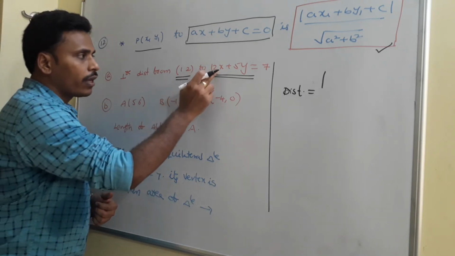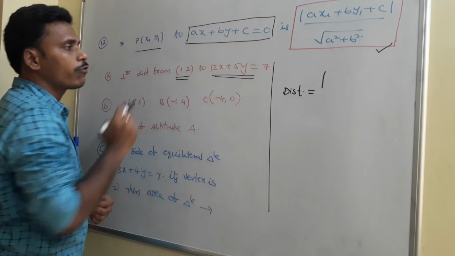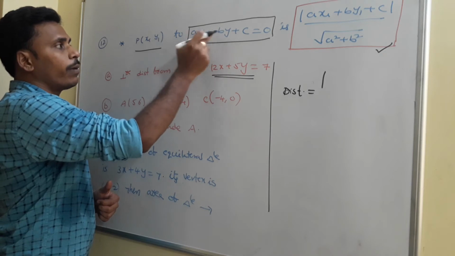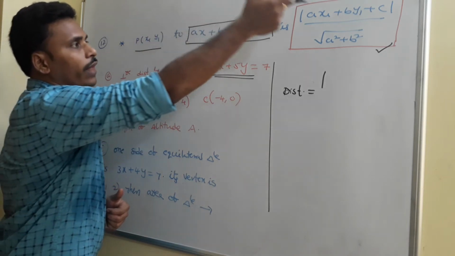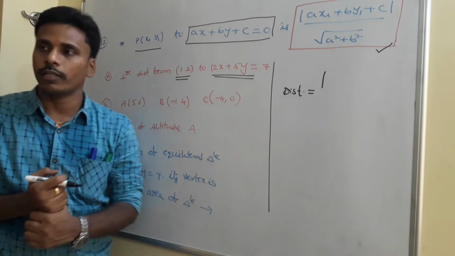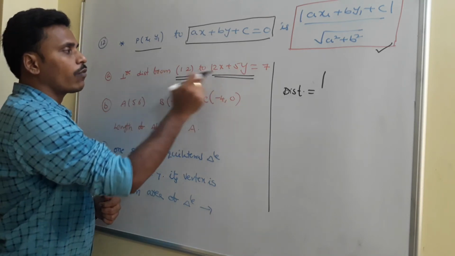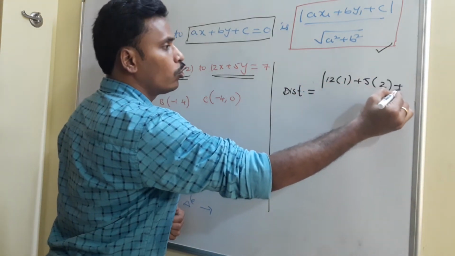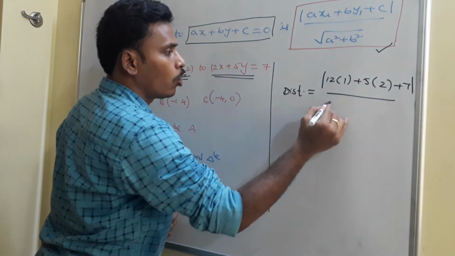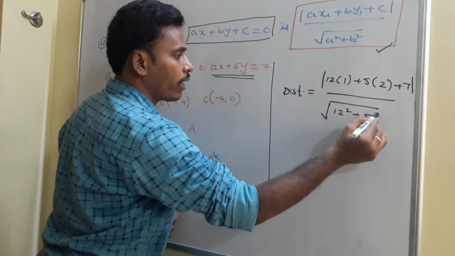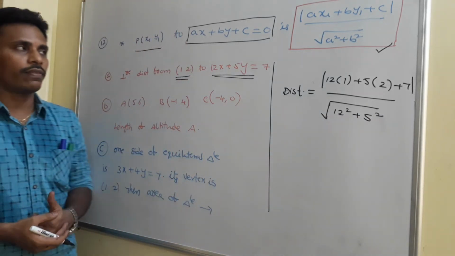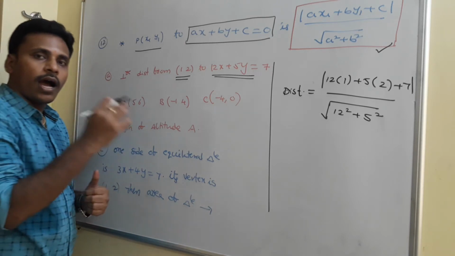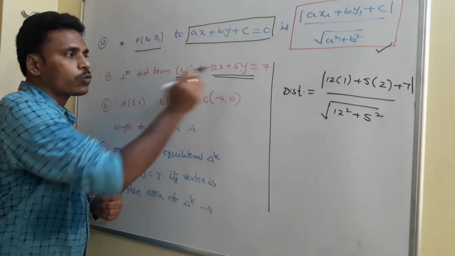So here, what is a? A is 12. What is b? B is 5, and you replace x with 1 and y with 2. Here also we do the same thing, replacing x and y with x1 and y1. So it is the modulus of 12 into 1 plus 5 into 2 plus 7, divided by the root of 12 square plus 5 square. Is there anything wrong? Just substitute the point in the line, use modulus as the numerator, and the denominator is the root of the x coefficient square plus the y coefficient square.